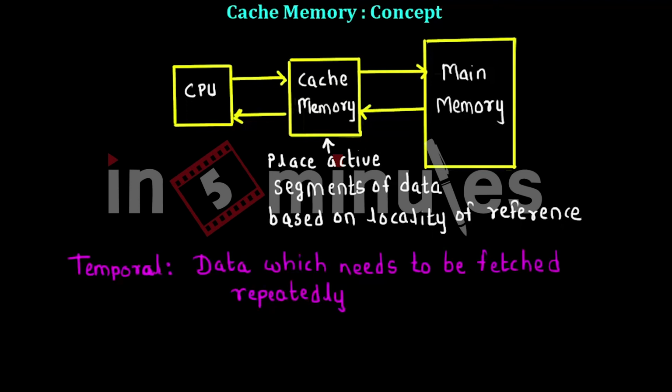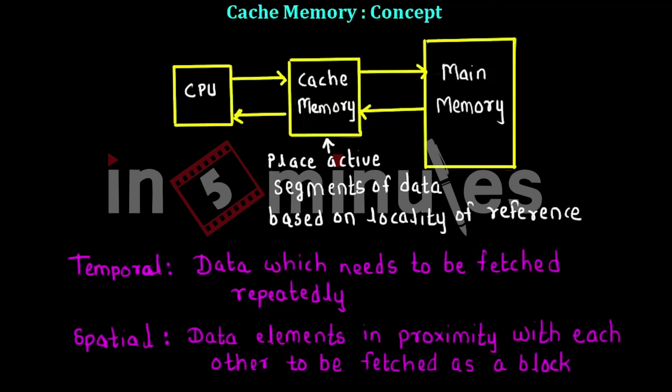Now the temporal locality means that the data which needs to be fetched repeatedly, or the data location which is going to be accessed again and again in the near future. And the spatial locality means that the data elements in proximity with each other are going to be executed soon enough, so they are going to be fetched in the cache memory as a block.